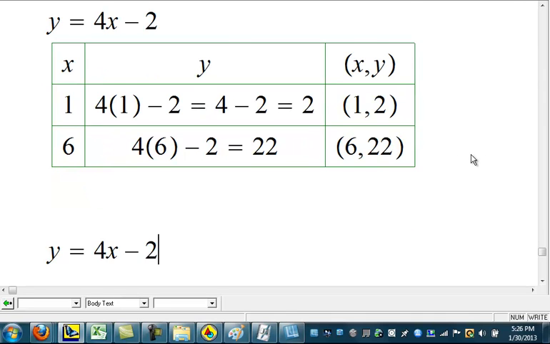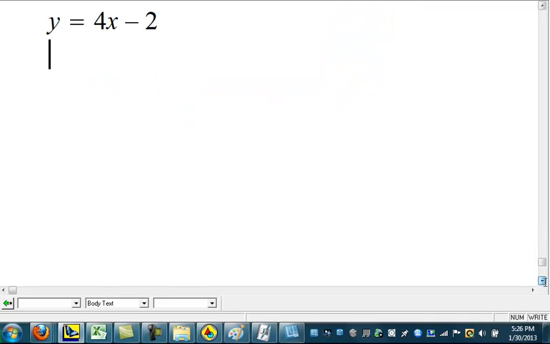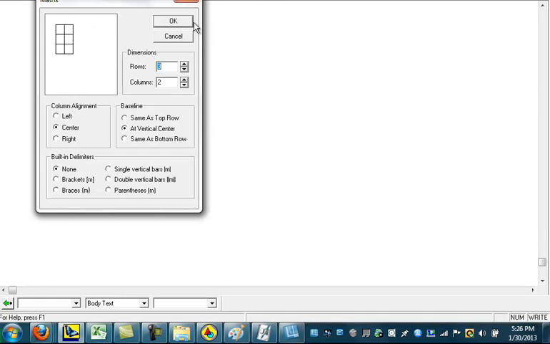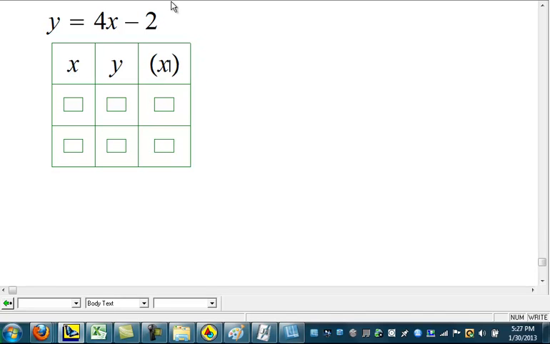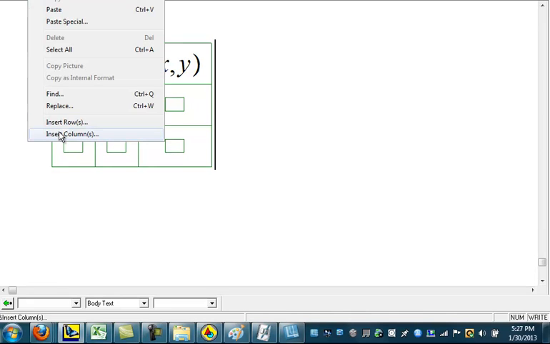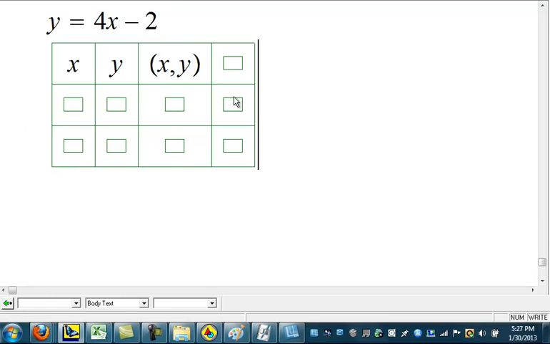If I have an equation like this, right? Say I have an equation like this, right? And somebody says, give me the y-intercept, right? So I got x, I got y, and here. And this is x, y, okay? And here I want to write, say, the y-intercept, okay?